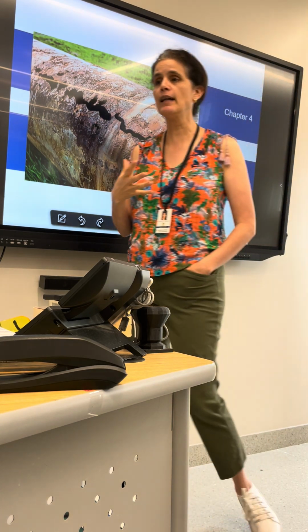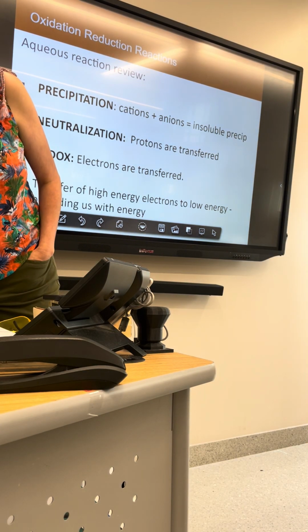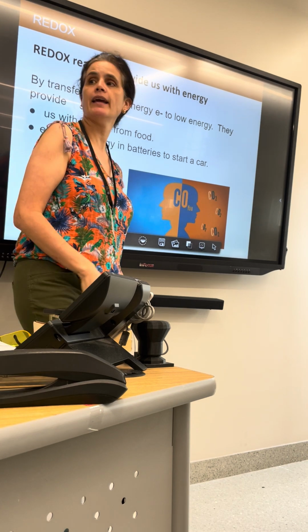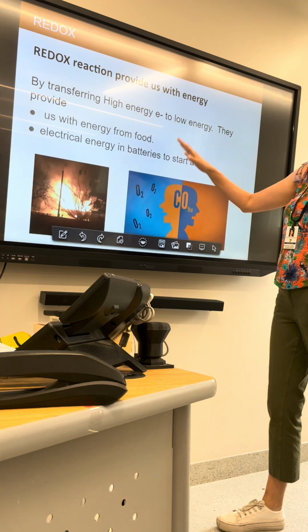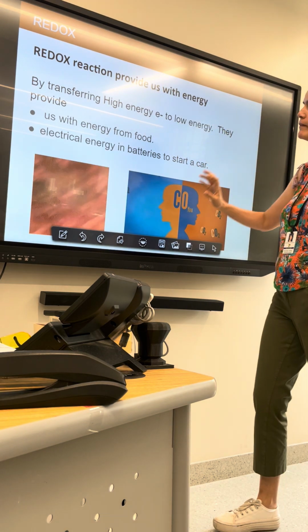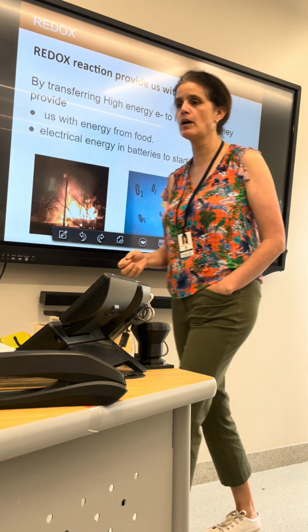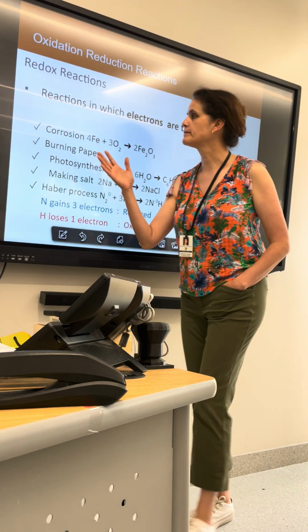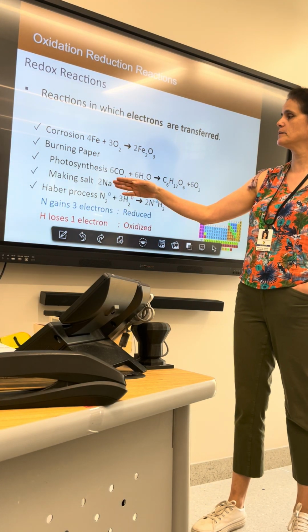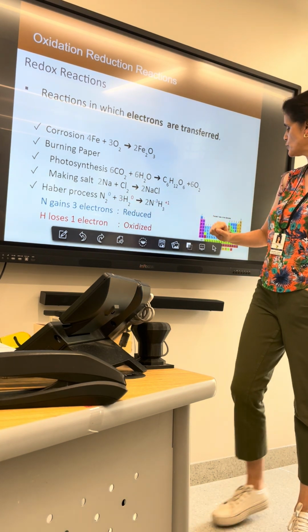Now, corrosion is huge. It does a lot of the things we do in our lives. Redox reactions are very important. They provide us with energy by transferring high energy electrons to low energy. Like I said, combustion reactions. Cellular respiration is a type of combustion. That's a redox reaction. Burning paper, combustion, photosynthesis, making salt, Haber process. We're going to talk a lot about this one in the future.